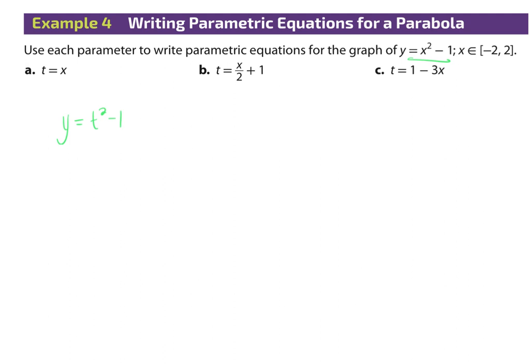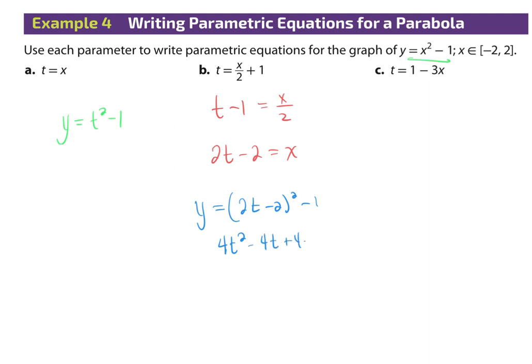When I don't, so if I look at the next one, I don't have x by itself, so I just need to get it by itself. I'm just going to subtract my 1, multiply by my 2. There we go. And then I'm going to do exactly the same thing, y equals, and I'm going to plug this in. That's a minus 1 there. Simplify it. And then I have 4t squared minus 8t plus 3. And then that is written.